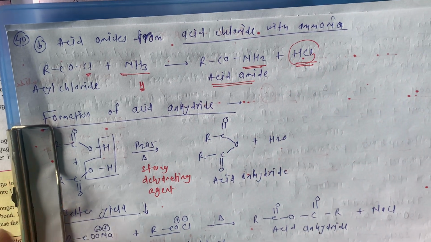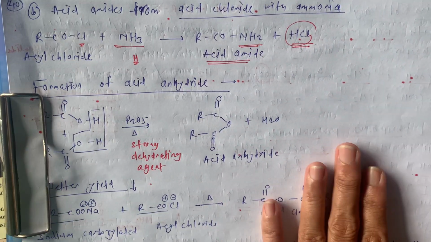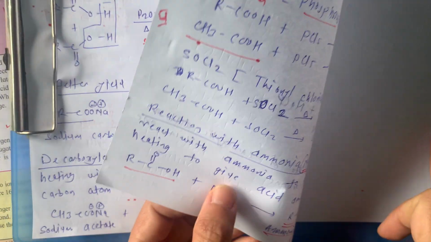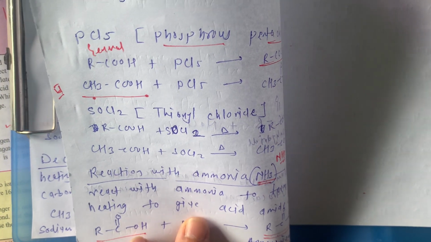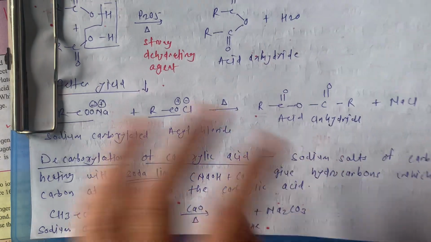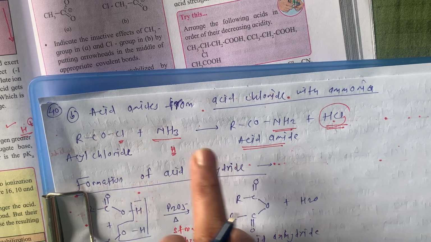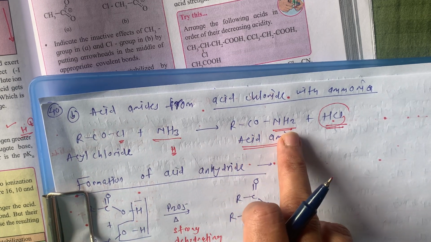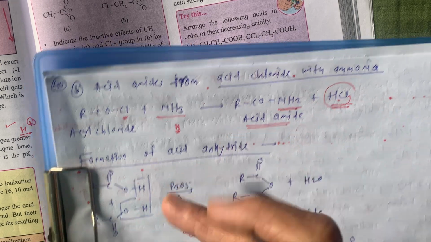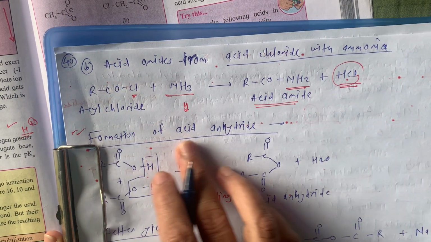So for the preparation of acid amide there are two methods. One is from carboxylic acid, that is RC double bond OOH treated with ammonia, and another one is from acyl chloride treated with ammonia, and there is formation of RCONH2 and HCl. Next one is formation of acid anhydride.